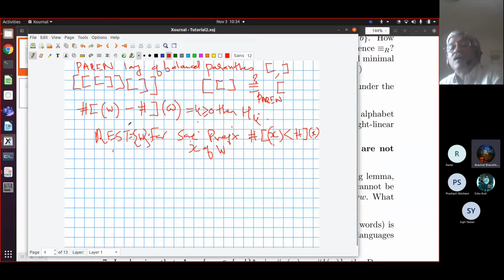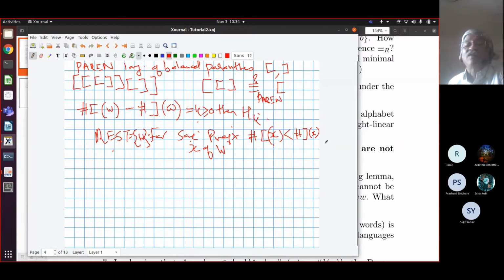But notationally, is it okay if we just write prefix of W and leave it? Yeah, you don't have to be very formal. Till you explain the idea, it's good enough. Yes, sir. That was the main question actually. Otherwise this follows from the definition.